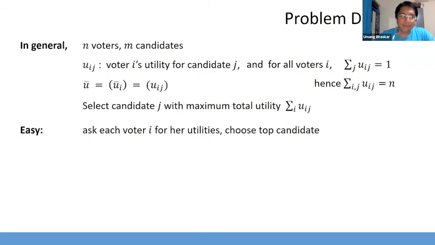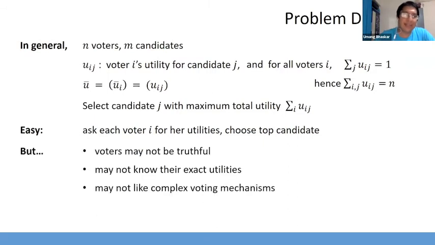As I said, if I had access to these utilities, life would be simple. There are many reasons why life is not so simple. Firstly, for example, voters are strategic. They may not be truthful. They may not be willing to tell me exactly what their utilities are. Secondly, they may not even know their exact utilities. I mean, assume that these underlying cardinal utilities exist. That doesn't mean that voters can actually express them. Or even if they do know them, they don't want to spend half an hour in a polling booth just listing out exactly that 0.366 is the utility for this 27th candidate or something like that. So there are many reasons why life is not so simple.